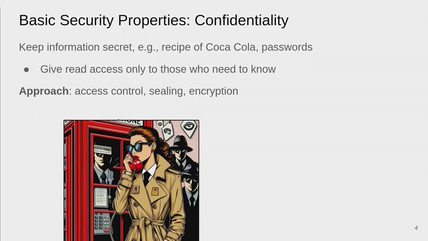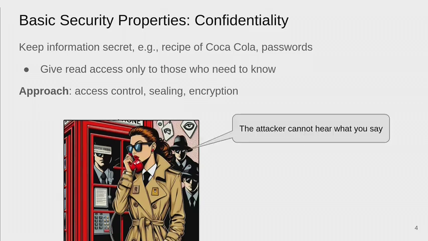And in this example here, in the image, confidentiality would mean that the attacker cannot hear what you say, right? So you're somehow prohibiting the attacker from hearing. And this could be that you look around and ensure that nobody's nearby. You make sure that there's nobody pointing a directed microphone at you. You ensure that the device hasn't been tampered with, like the phone.